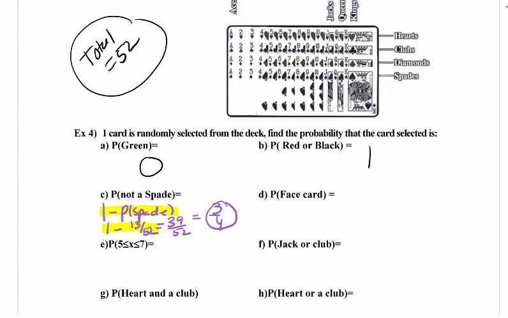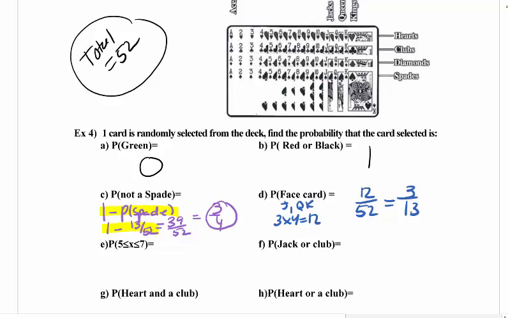So D says face cards, and remember this is a jack, queen, or king. We don't include aces there. So there are 3 cards, and there are 4 different suits, so 12 face cards. So 12 out of 52. Simplify that down. It's divisible by 4, which gives you 3/13.